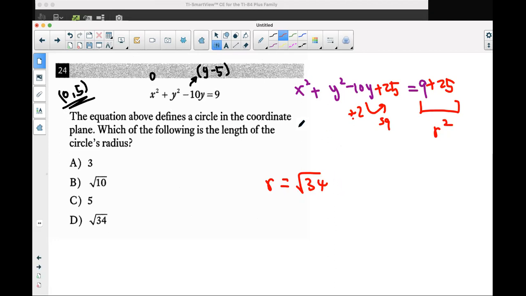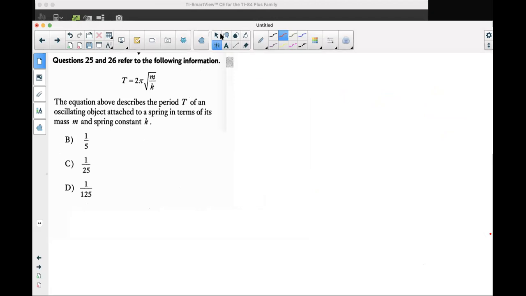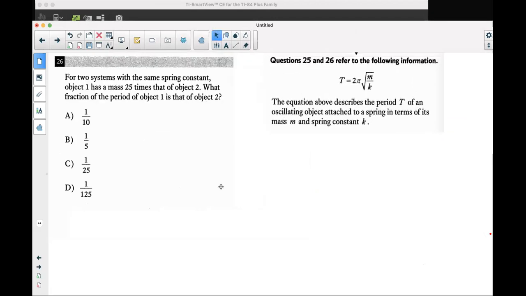Now let's move on to the next question. I believe it was number 26. Alright, so let's look at this question. This is number 26.